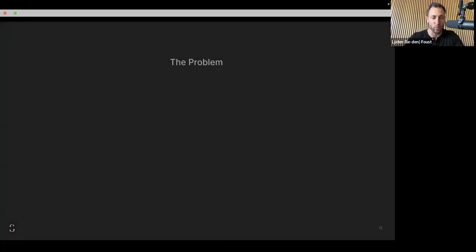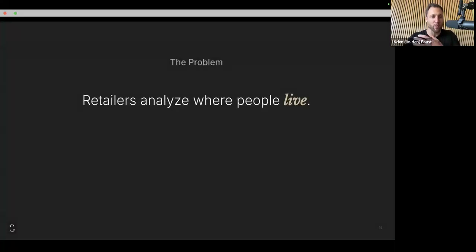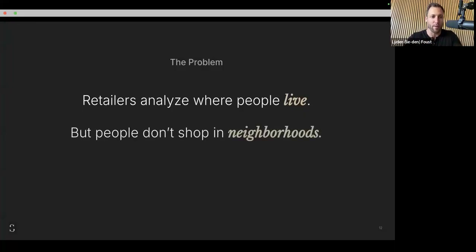So, what is the problem with retail site selection? Retailers typically analyze where people live because that's where the data is reported, but people do not shop in their residential neighborhoods. They shop in retail nodes. And that is the beauty of the mobility grid. It gets you directly to the answer of where the retail nodes are where my best customers are shopping.